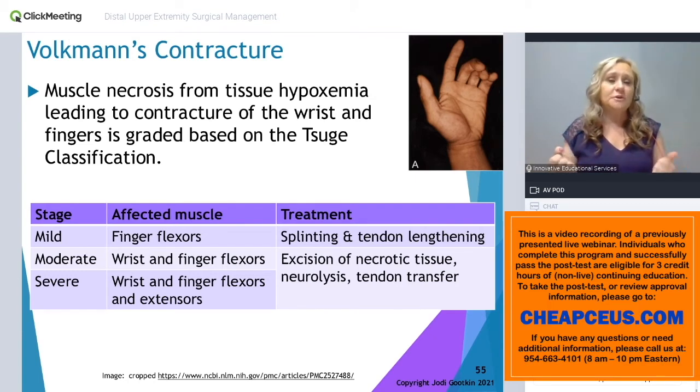Volkmann's contracture. It's graded in different ways using a classification system based on how many of the tendons are involved. And as in the image here, the patient will end up with different contractures of their fingers. The hope is to catch them before this occurs.